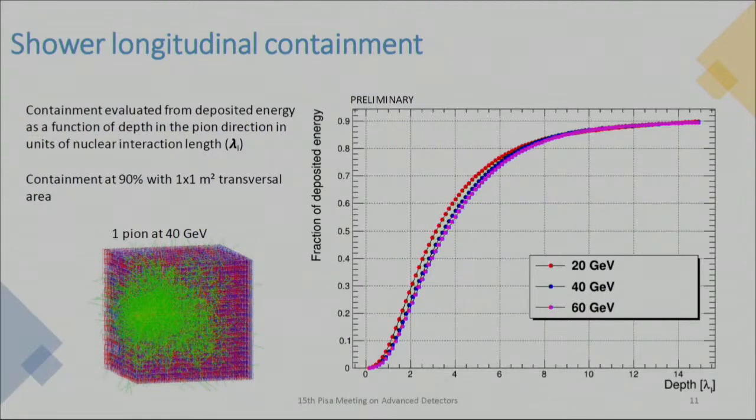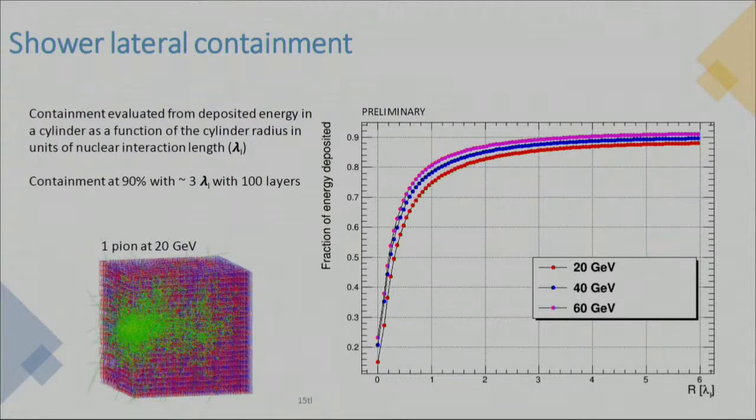And I just want to point out also that 80% of the energy is contained within 50 layers of the calorimeter, that is around 7.5 nuclear interaction lengths, because the energy resolution studies are performed in this configuration.